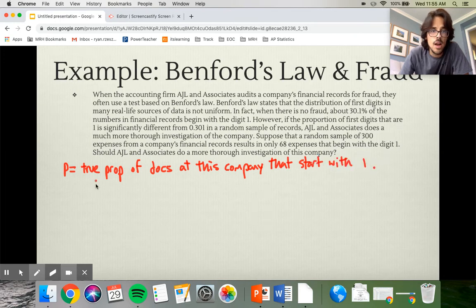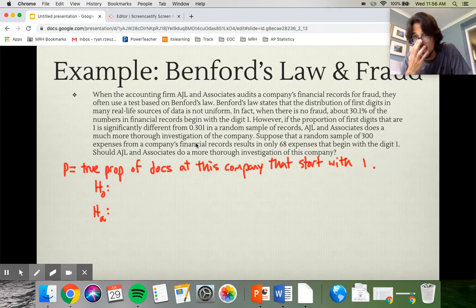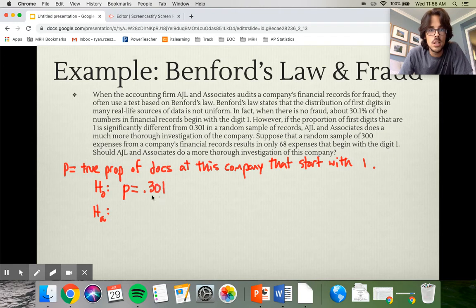Now, when we set up our hypotheses here for this problem, we go in assuming that nothing fishy is going on here. We're looking for evidence that actually something weird is happening in this situation. Nothing fishy would happen if the true proportion is 0.301, like Benford's Law says it should be. If you're an honest company, probably around 30% of your invoices are going to start with the number 1. And then we're looking for evidence that this company actually is up to something suspicious.